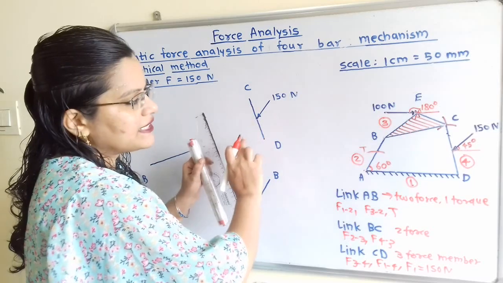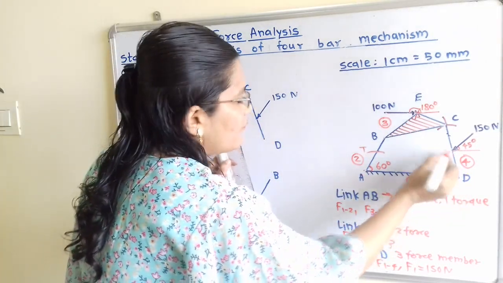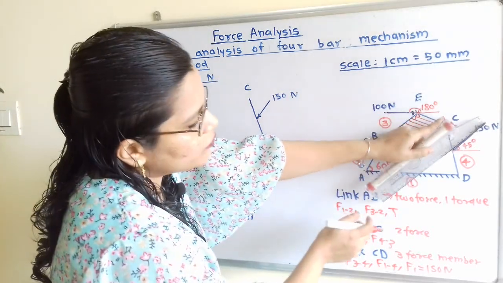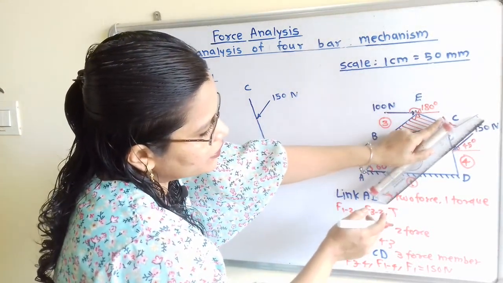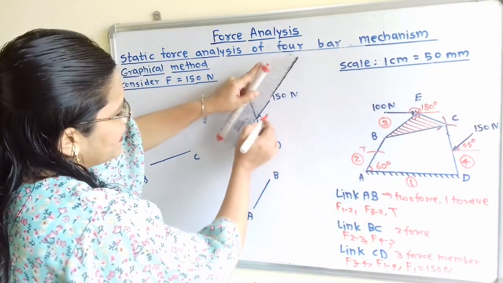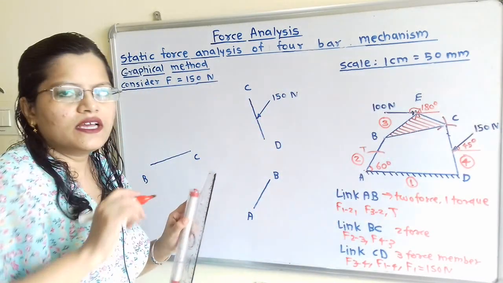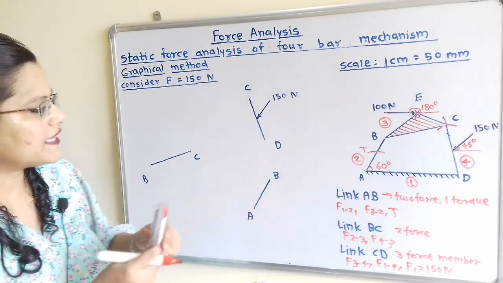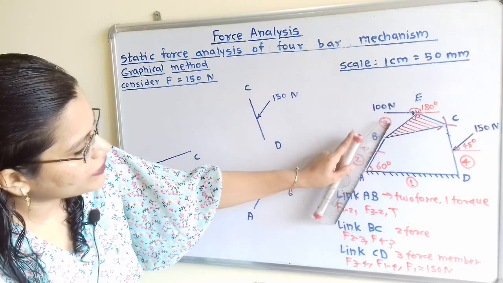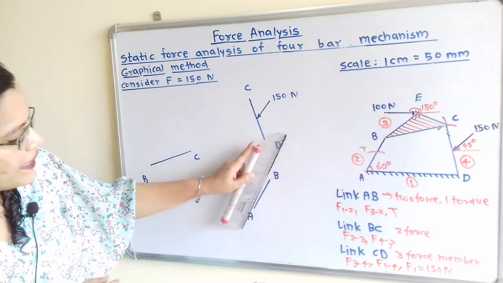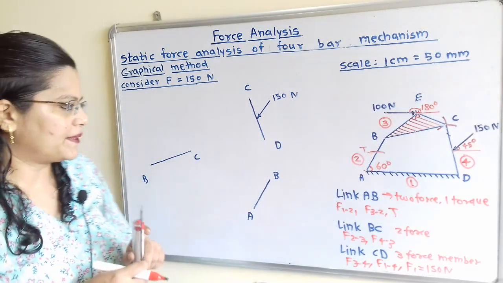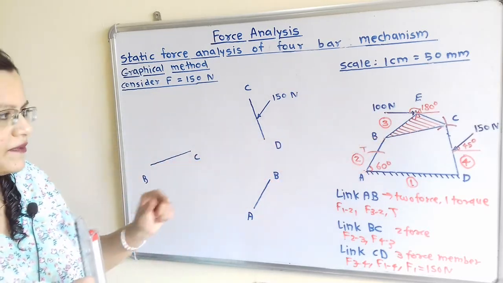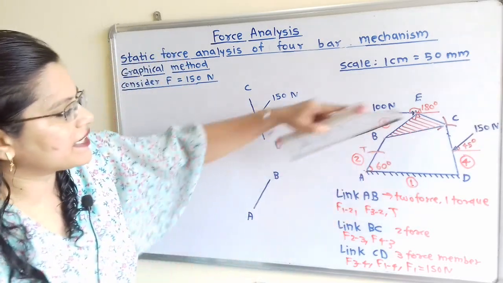Now from this link CD, at a distance of 5 centimeter there is one point, and at this point we have to transfer the force equal to 150 Newton. So again take a parallel line and draw here one line, and that is the 150 Newton force. Now we will transfer link AB. In the same way we take a line parallel to this AB and transfer the link AB here. We take the same distance and transfer this. In the same way BC is getting transferred.